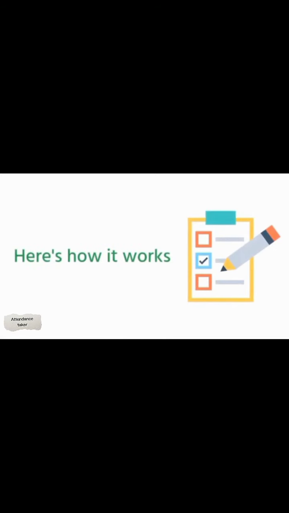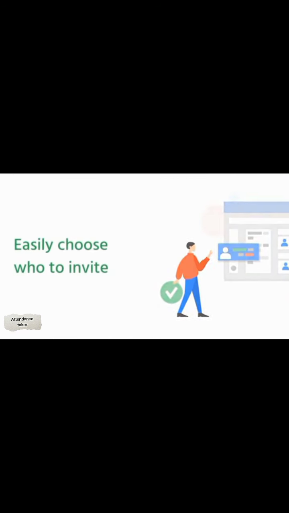Here's how it works. First, simplified class scheduling. To schedule a meeting, the teacher goes to their Google Calendar and schedules their meeting by using the Attendance Taker add-on. The teacher can use Google Meet for the meeting or paste any meeting URL into the add-on. Next is easily choose who to invite. Students join the class by clicking on the unique URL in the invite. They will land on the Attendance Taker landing page.